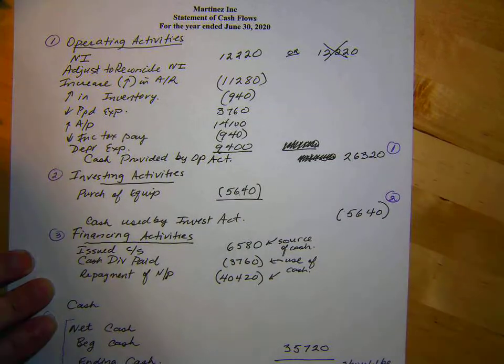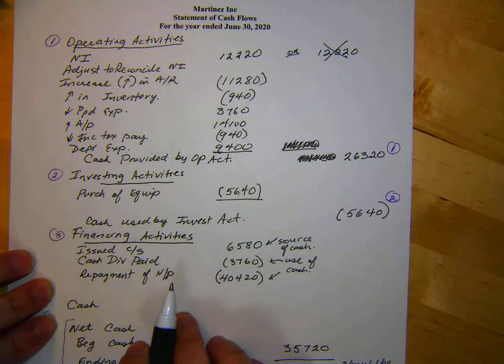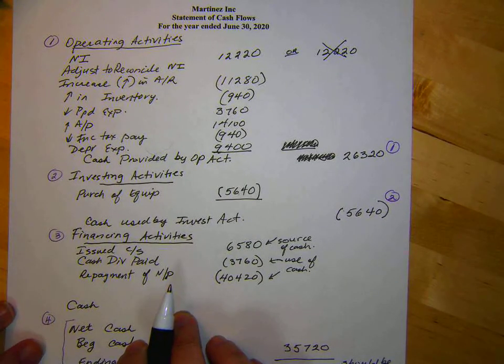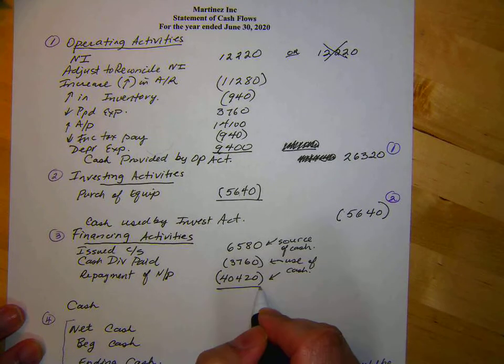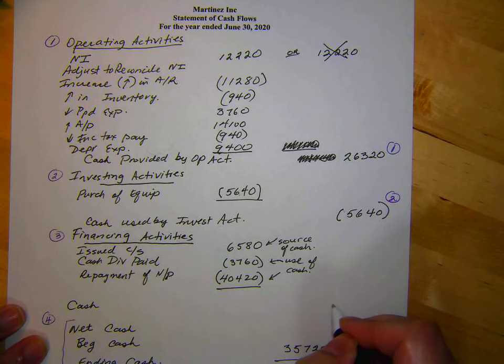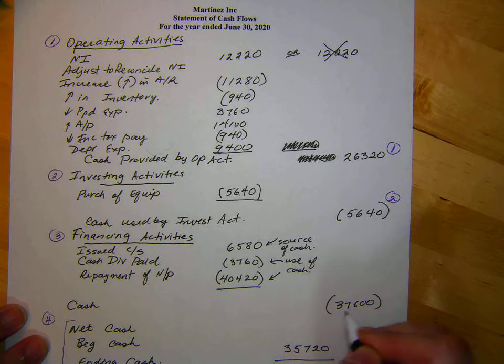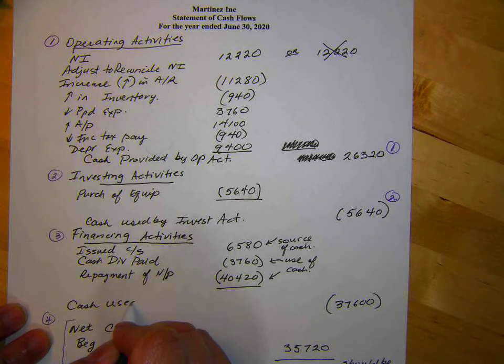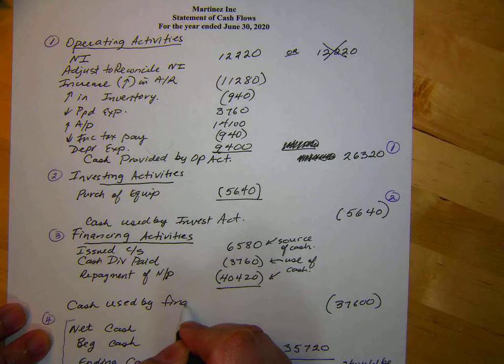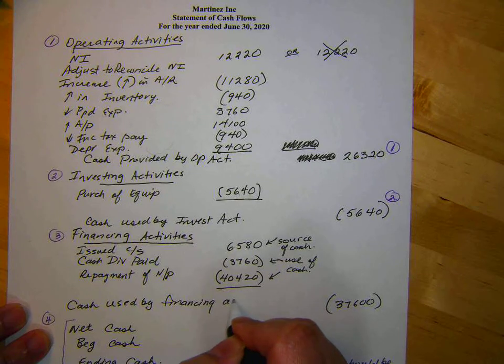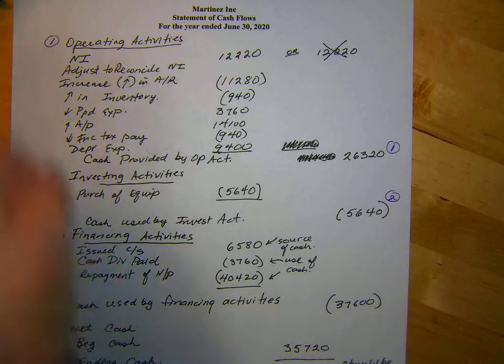What did investing do for us? Now, the financing activities do the same thing. Total them up, and you should get 3,600, which is also negative. So it's cash used by financing activities. And that's our third number.